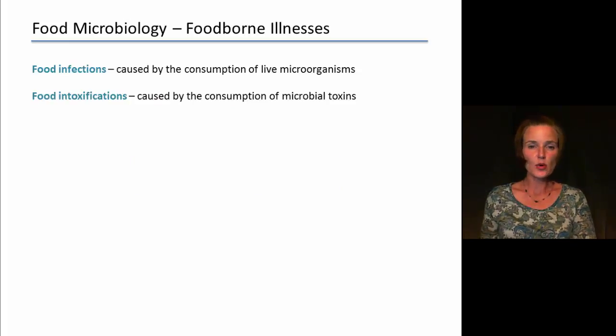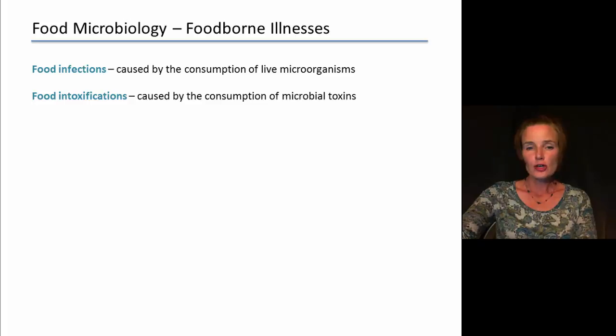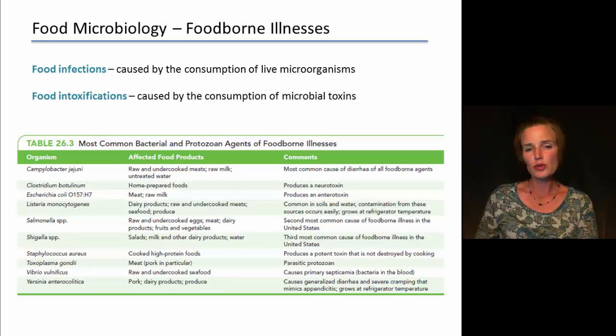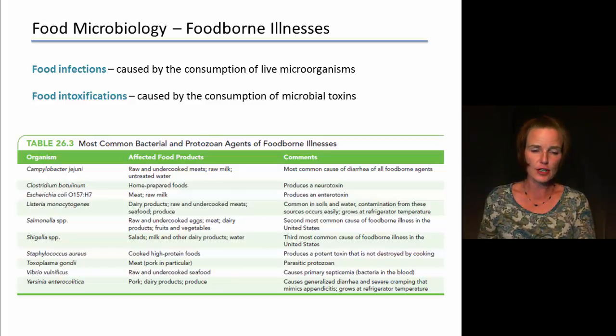Food microbiology is going to include the study of foodborne illnesses. This includes both food infections and also food intoxications. Food infections are going to be caused by consumption of live microorganisms. Food intoxications, on the other hand, these are going to be caused by consuming microbial toxins. There is a long list of different microbes that can cause different foodborne illnesses in humans, and this table is really just listing a short list of those.